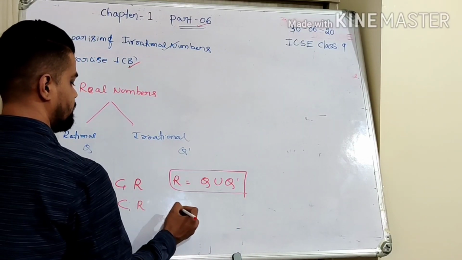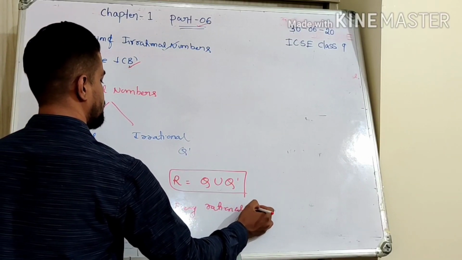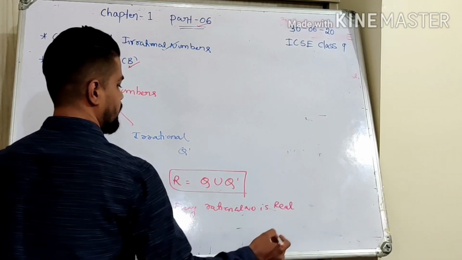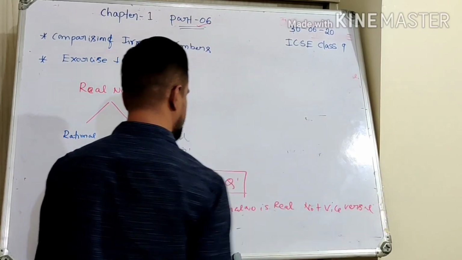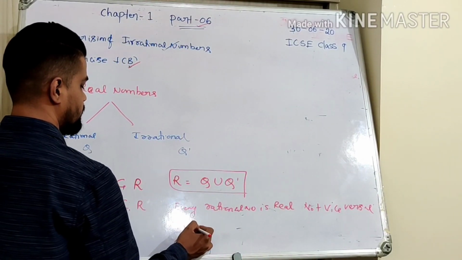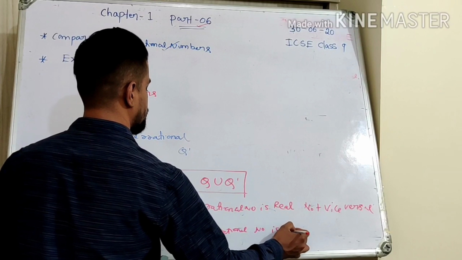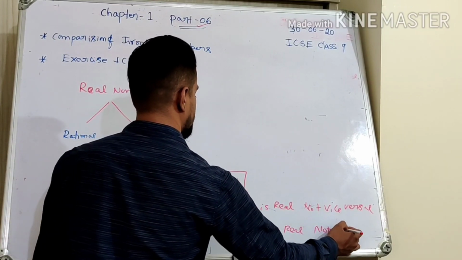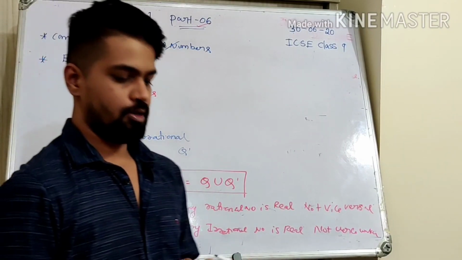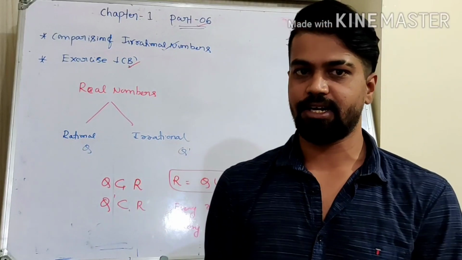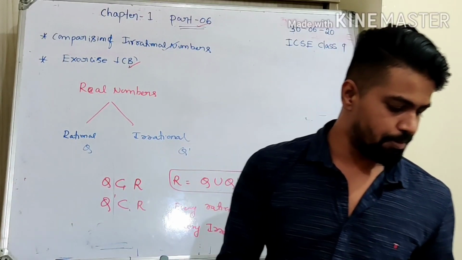So this indicates every rational number is real, and not vice versa. The reverse is not true, because there are some irrational numbers also. So I can also say every irrational number is also real, not vice versa. Every real number is irrational is not correct, because real numbers are a superset which contains both irrational and rational, and no rational number is irrational, no irrational number is rational, because they are exactly complements of each other.